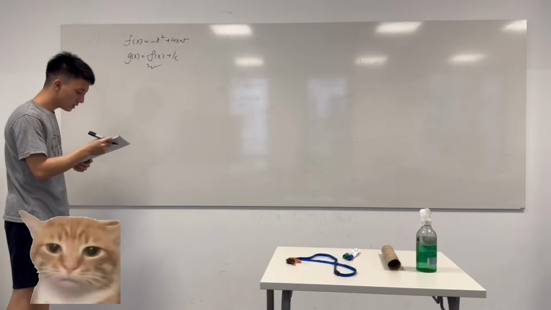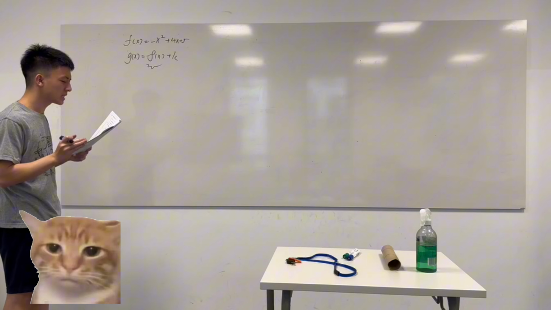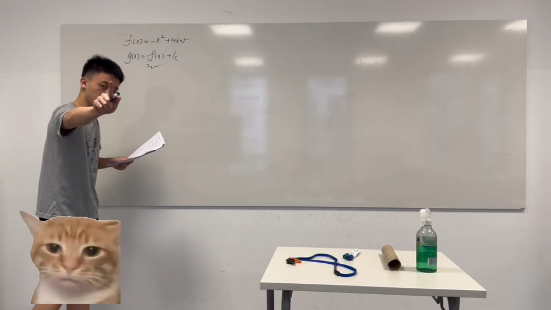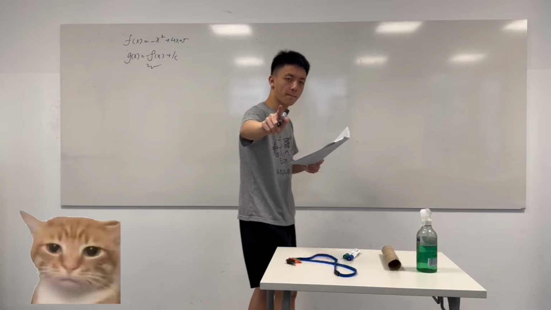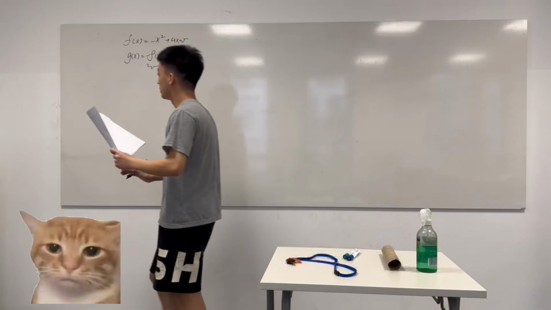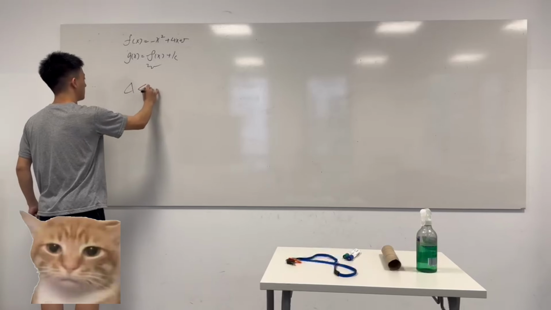Okay, then let's do question B. Find the value of k so that g of x equals 0 has no real roots. Listen, no real roots. It's a keyword. When you listen to that word, do not think anything else. Write that down.